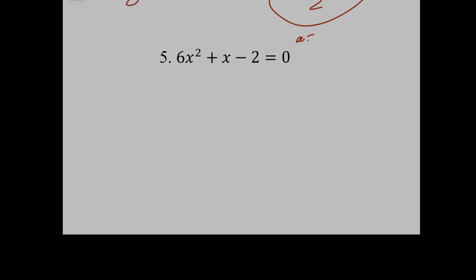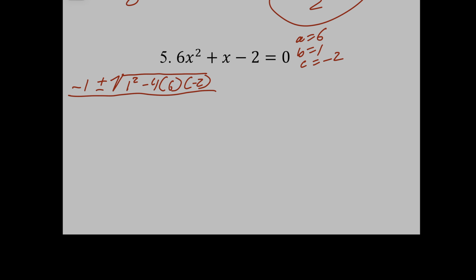Okay, so this one is going to be A equals 6, B equals 1, C equals negative 2. All right, so we're going to go opposite of B, negative 1, plus or minus square root of B squared minus 4 times A times C all over 2A. Okay, which is going to become negative 1 plus or minus square root of 1. What's negative times a positive times a negative? That's going to be a positive.